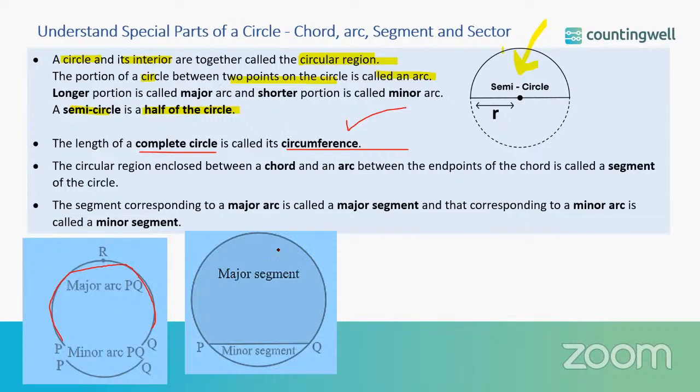Let us see what is a segment. It is nothing but the region enclosed between a chord and the arc. Here we have chord PQ and arc PQ, and the region obtained is nothing but the segment. So we have major segment and minor segment, as we have major arc and minor arc. If the segment corresponds to the major arc, we get the major segment. If it corresponds to the minor arc, then we get the minor segment.